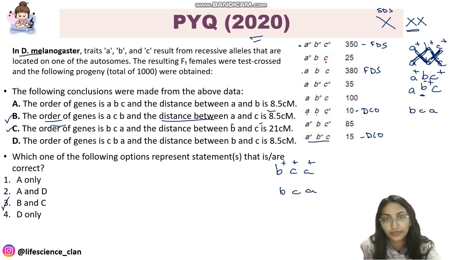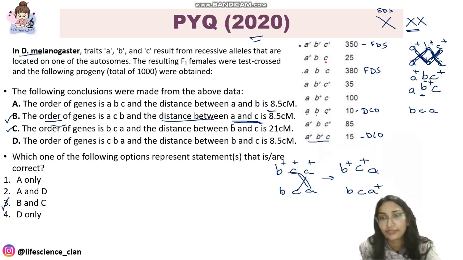Let's make a cross between the genes that we want to map. So now in this case, I want to map A and C. So I'll make a cross between A and C. So what will be my outcome? I'll get B plus, C plus, and it will go down to A. So B plus, C plus, and A. In this case, I will have B, C, and A plus. Now I need to look at the number of progeny which are having these alleles. B plus, C plus, and A. So where is that? B plus, C plus, and A. So it is 35. The next one, B, C, and A plus. I have B, C, and A plus, 25.